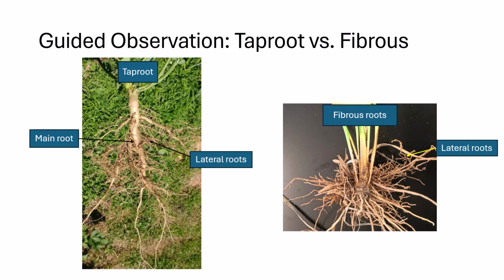Now examine the taproot and fibrous root system specimens provided. Pay close attention to whether there is a single dominant central root or many similarly sized roots. Notice the overall thickness of the roots, how they branch, and whether the system seems built more for deep penetration into the soil or for spreading out near the surface. At this stage, you're not worrying about microscopic details. Just focus on the overall structure and organization of each root system.